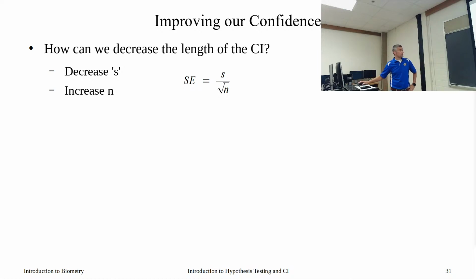The other way is to increase our sample size. The reason both of these work is that what we're doing is trying to lower our standard error. We're trying to decrease that standard error. We do so by decreasing S, which we probably don't have any control over, or we increase our sample size.